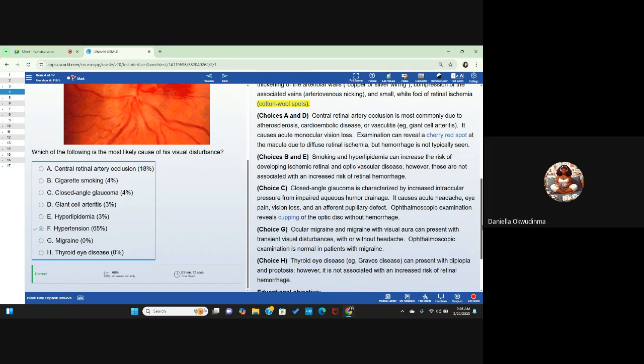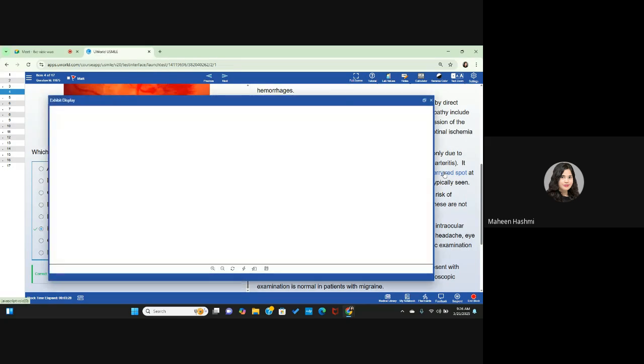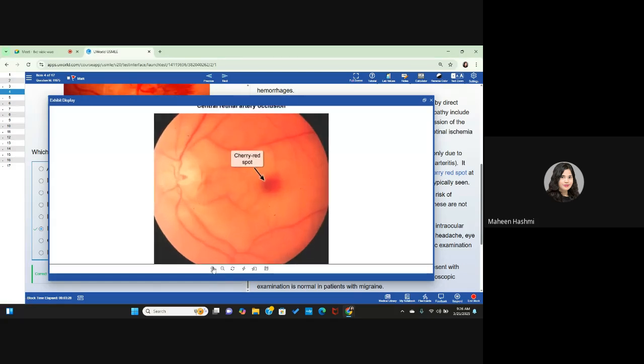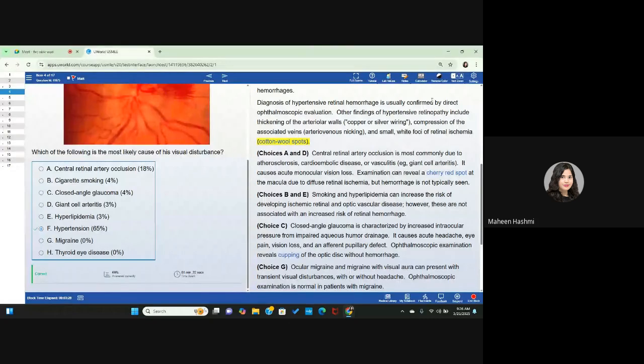Diabetic retinopathy. Diabetes mellitus. Again, in CRAO, you usually see a cherry red spot, which is over here. So this is a cherry red spot. This is very classic of CRAO, central retinal arterial occlusion.